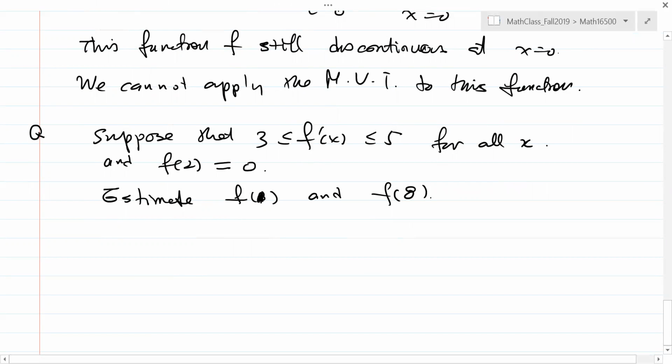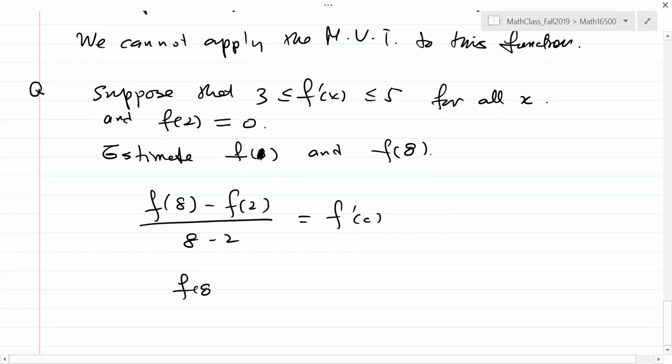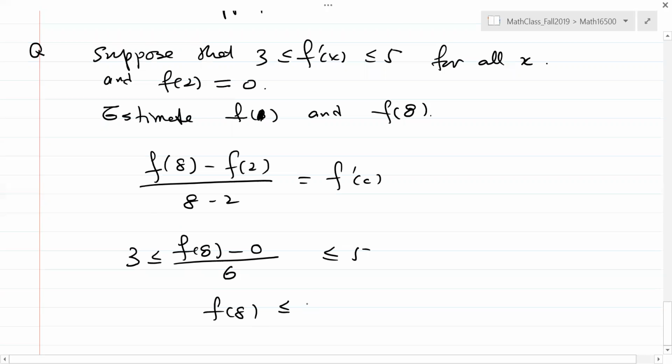I know the derivative is not constant, but there's a range, 3 and 5, and I know the value of the function at 0 is 0. Then, can I estimate the value of f? Just use the mean value theorem. It says that (f of 8 minus f of 0) divided by 6 is the derivative at some point. But the derivative I know is between 3 and 5. So this is less than or equal to 5 and greater than or equal to 3, and I get this estimate. So the value of the function is between 18 and 30, according to the theorem.